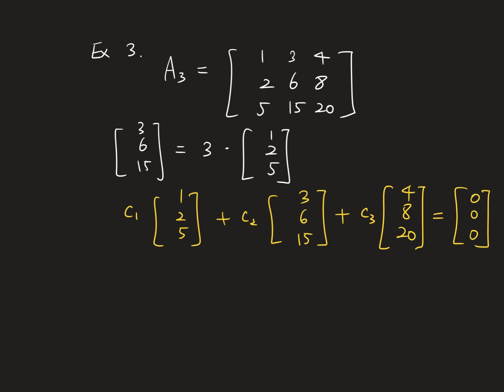But we have another solution. What is it? C1 is 3, C2 is minus 1, and C3 could be 0. So we have a non-trivial solution. Non-trivial means that at least one of the numbers is non-zero, but here we have two non-zero, 3 and minus 1. That's why we can say the column vectors of A3 are linearly dependent.